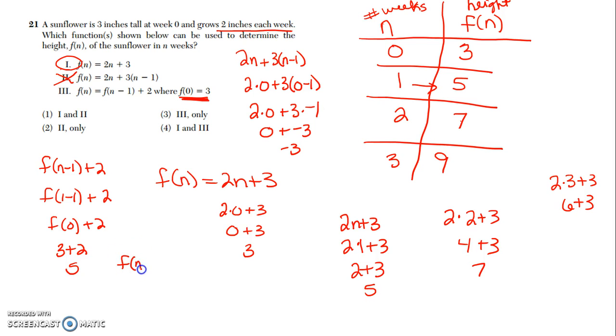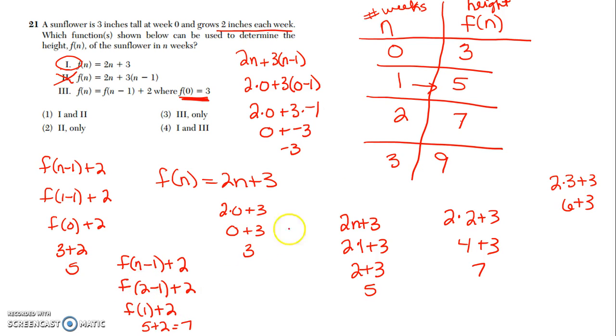f of n minus 1 plus 2. So now we're going to do f of, in place of n, I'm going to put 2. f of 2 minus 1 plus 2. That would be f of 1 plus 2. Ooh, what's f of 1? Oh, when I plugged a 1 in for n, I got out a 5. So f of 1 must be 5. So this would be 5 plus 2 is 7.